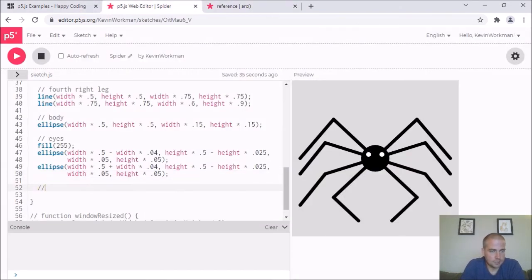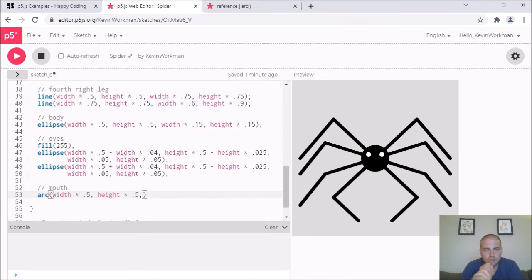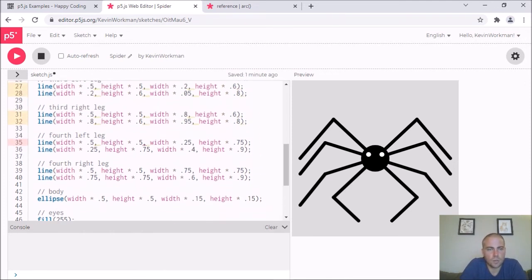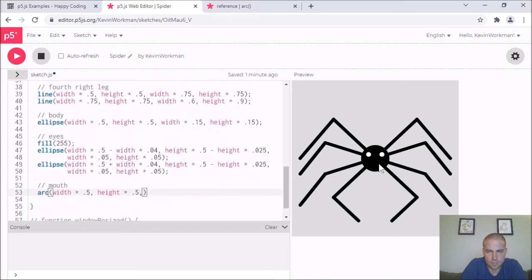So eyes and then mouth. So I want to call the arc function with a circle that's in the center. So width times 0.5, height times 0.5, and a width and a height of, I want it to be not quite the same size as the body, because I want it to be smaller. I want it to be inside the body. And you'll see what I mean in a second. But where did I put the body here? So 0.15. So instead I'll maybe say width times 0.1, just a little bit smaller than 0.15, and height times 0.1. And now here's where the weirdness comes in.